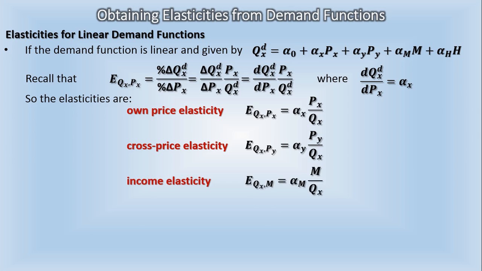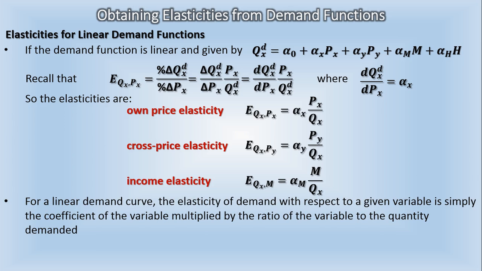And then finally, the income elasticity is equal to, again, that change in quantity demanded with respect to the change in income, which is equal to alpha M times income over the quantity of X. So you can get the information you need to figure out your elasticities from a standard demand function that we studied in the last chapter.